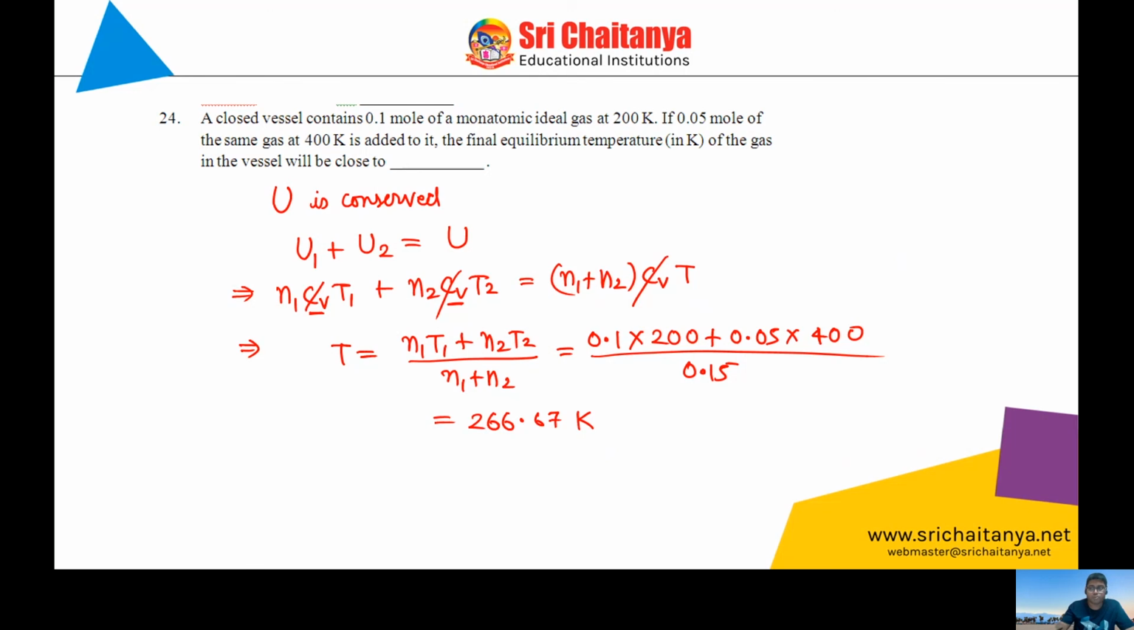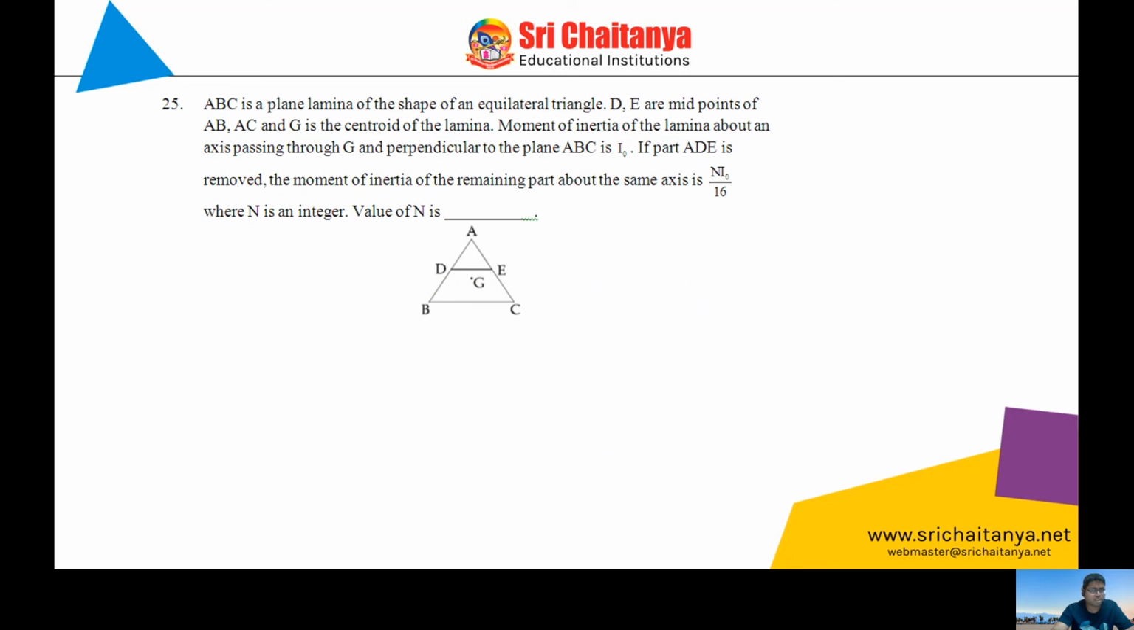And now let's move on to the last and the final question here. So that is question number 25, and that is a pretty interesting question according to me. So here we have ABC, a plane lamina of the shape of an equilateral triangle, and D and E are midpoints of AB, AC, and G is the centroid of the lamina. Moment of inertia of the lamina about an axis passing through G and perpendicular to the plane ABC is I naught. If the part ADE is removed, the moment of inertia of the remaining part about the same axis is n I naught by 6.